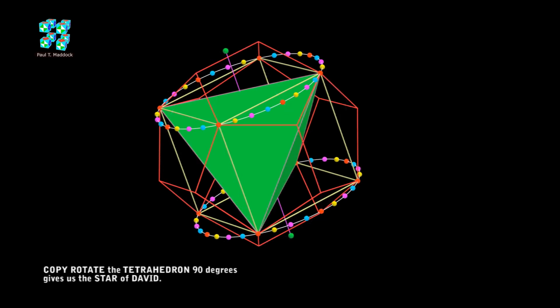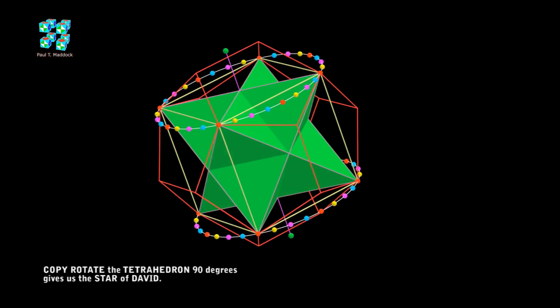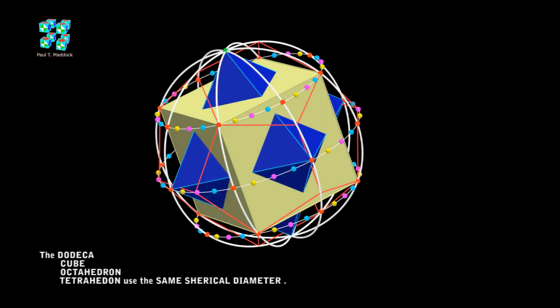Now look what happens when we rotate a copy of that tetrahedron 90 degrees around the same axis. Now we have produced the Star of David. So it's obvious that these incredible systems of order are produced around the vectors. Now I've showed that the cube and the tetrahedron and the octahedron are all the same spherical size as the dodeca. Now the icosahedron seems to be the only spherical size that is different.